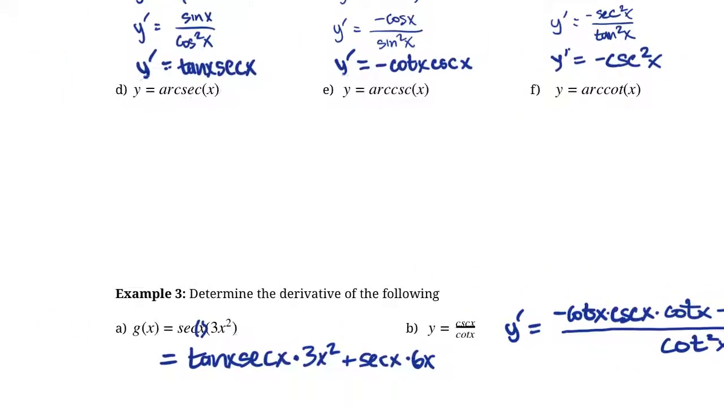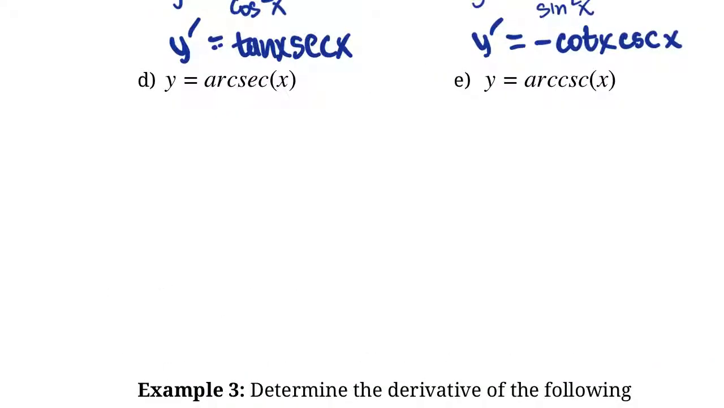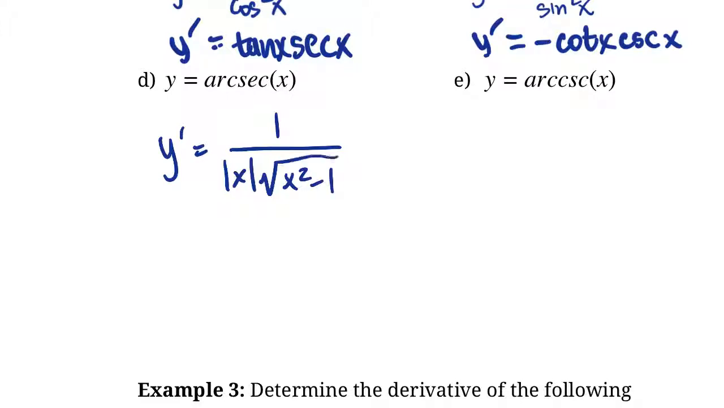So now what we're going to do is we're going to determine the derivative of arc secant, arc cosecant, and arc cotangent. Now the derivatives of those, I'm just going to give them to you. There are some interesting proofs for those if you are interested, but for now I'm just going to give them to you to keep things simple. So the derivative of arc secant x is just 1 over the absolute value of x times the square root of x squared minus 1.